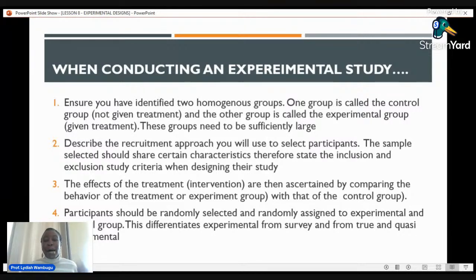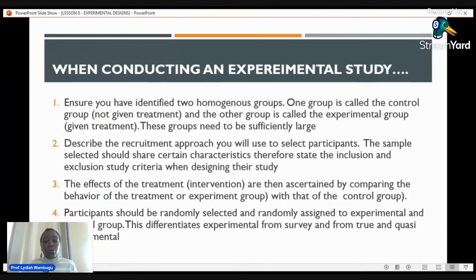Number two, you need to determine the inclusion and exclusion criteria. That means you need to describe how you are going to do your recruitment. How are you recruiting the participants? And that is again borrowed from what we have said in point one. What you select, the people that you are recruiting, should share certain characteristics.